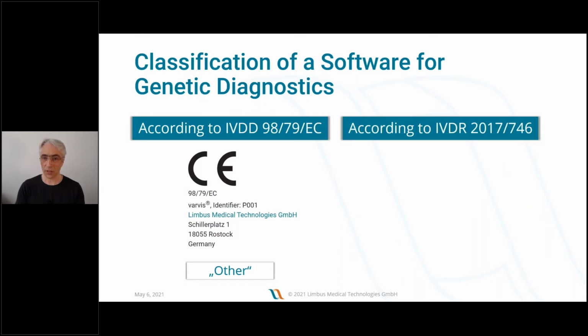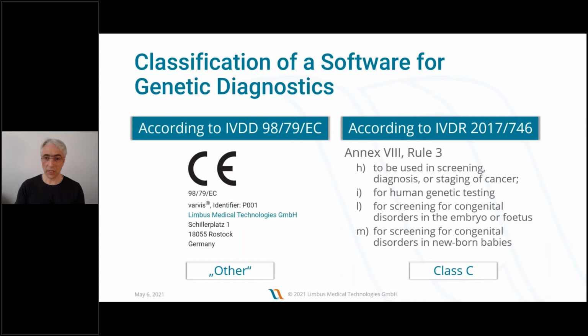It didn't fit into any of those specified categories, so it was just subsumed under everything else, basically. IVDR now changes this dramatically. For example, for our software, which is used in genetic testing, there are at least 3 items in Rule 3 of Annex 8 that specifically state that our software product will be a Class C device because it's being used in cancer diagnostics, for example, or in human genetic testing in general. So genetic testing has become a very important item in the IVDR.